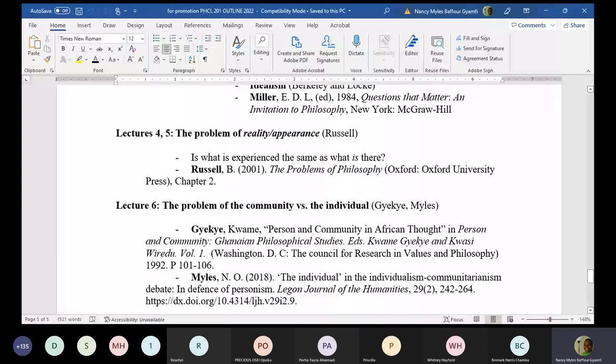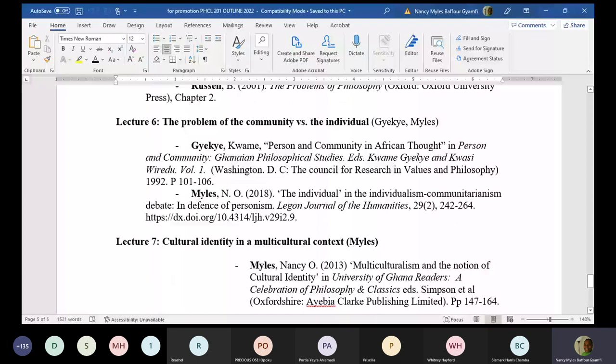The next one is the problem of the community versus the individual. I remember personism. I don't know if I engaged you on that. I think I did. This one will focus more on the problem itself, the community or the individual. And then now you can build on the one that I gave you. This my paper is online.